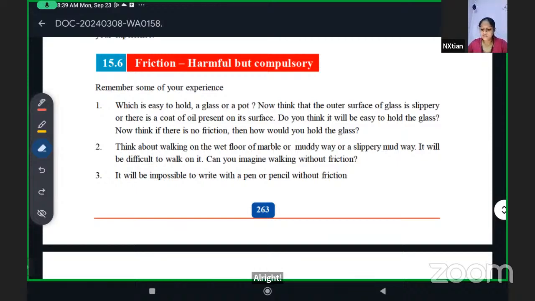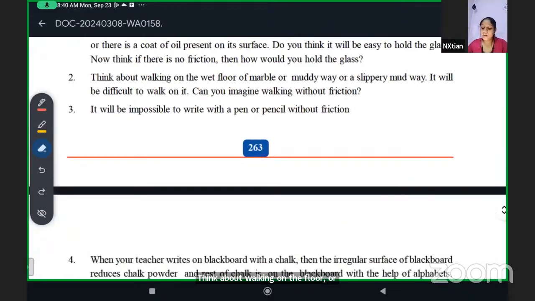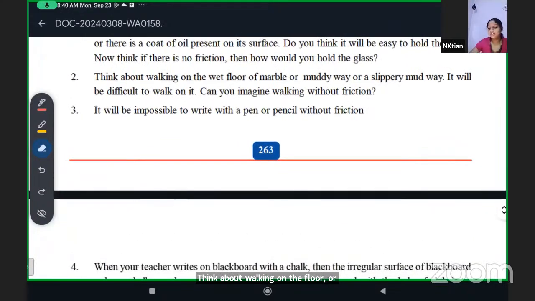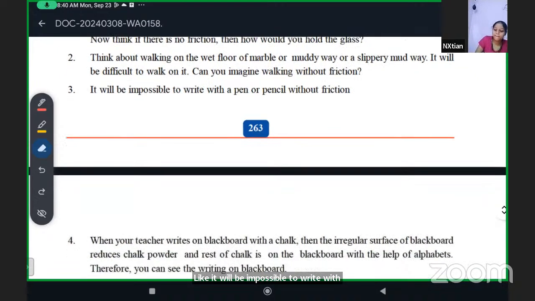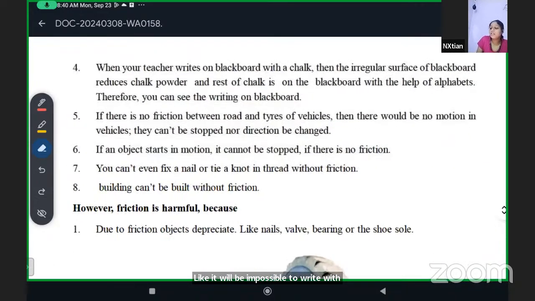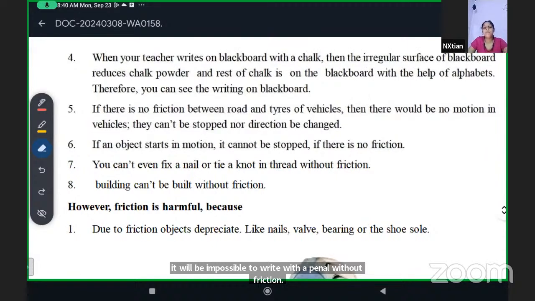Think about walking on a wet floor or marble or muddy way. It will be difficult to walk on it. Can you imagine walking without friction? It will be impossible to write with a pen or pencil without friction. Okay, this is friction in daily life. Application of friction in everyday life, and how it is important for us.